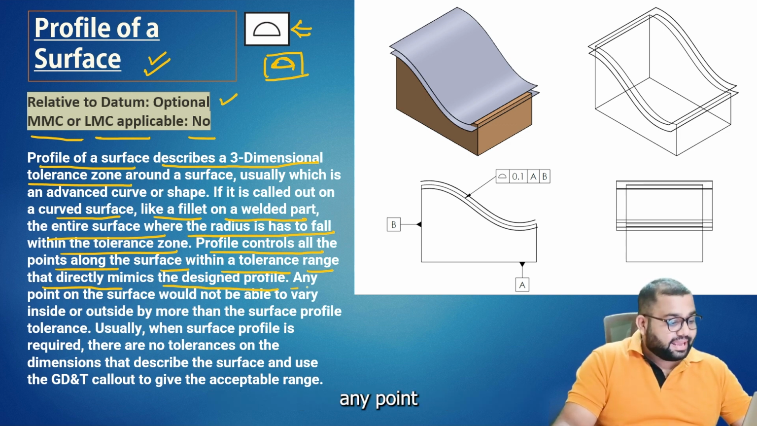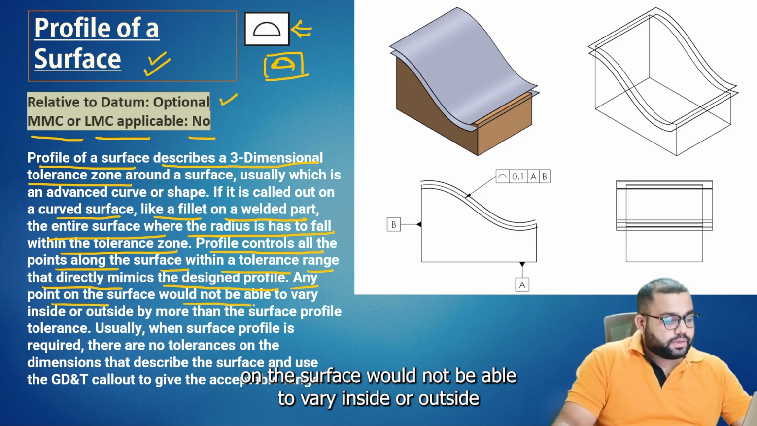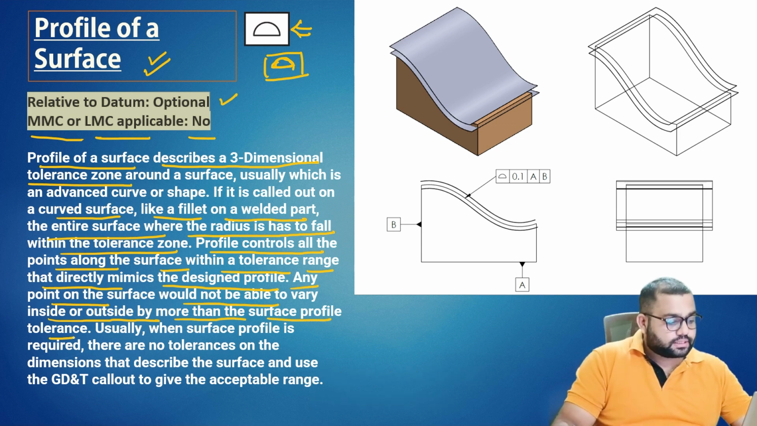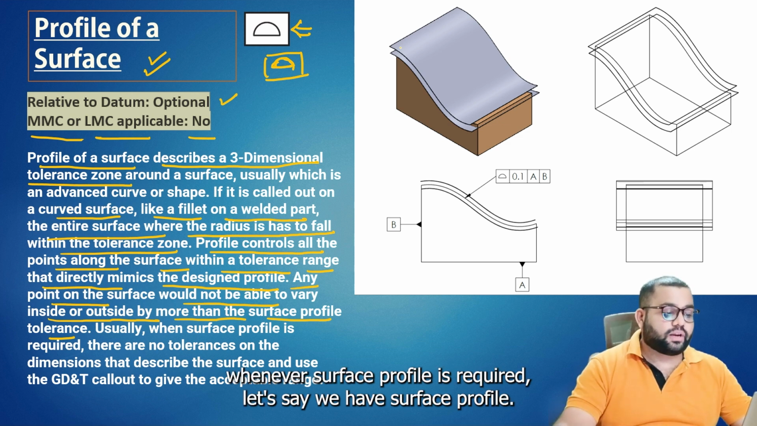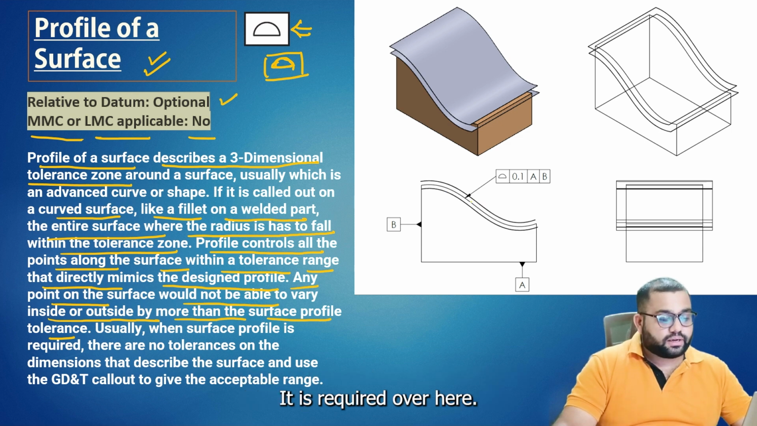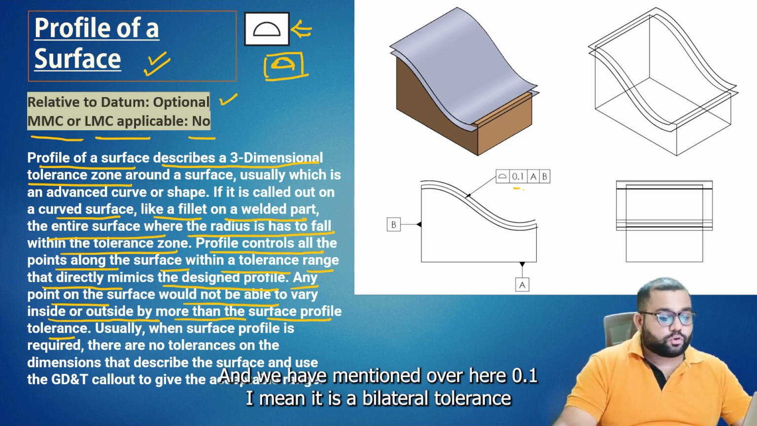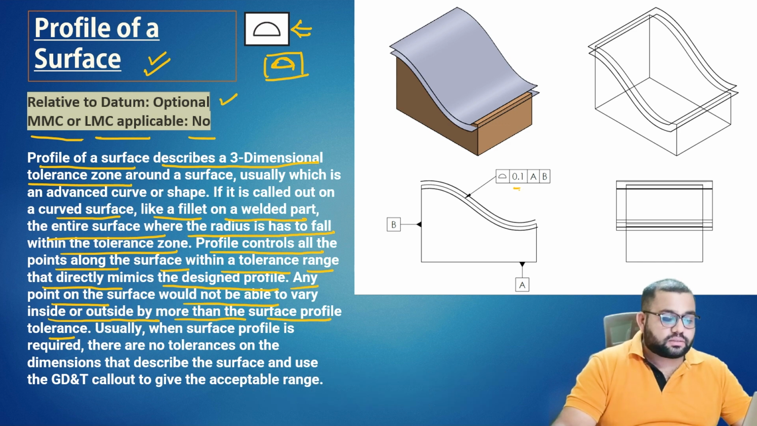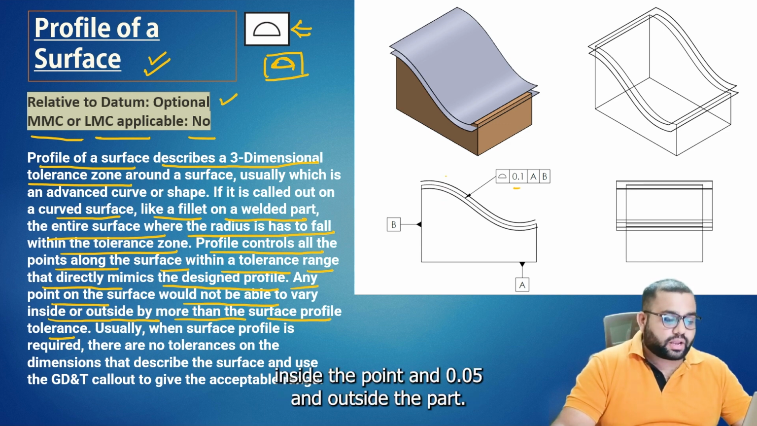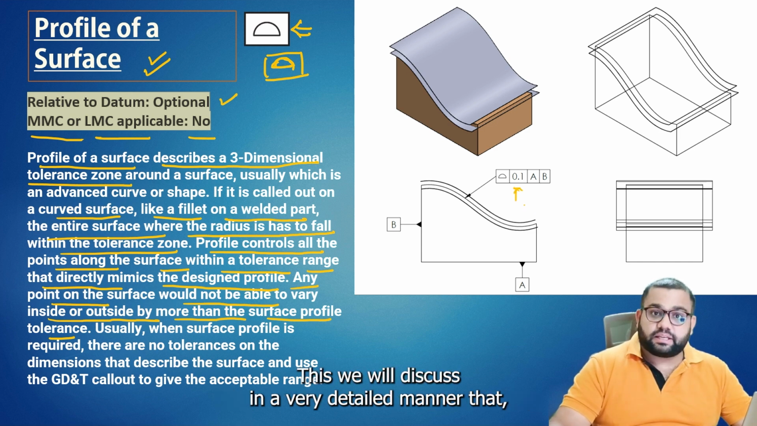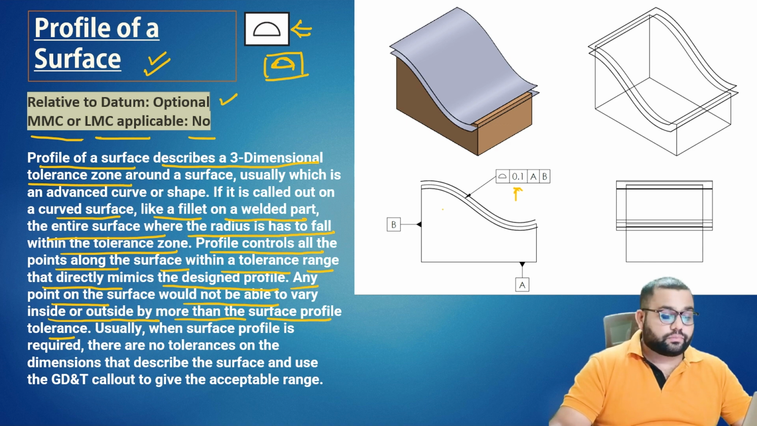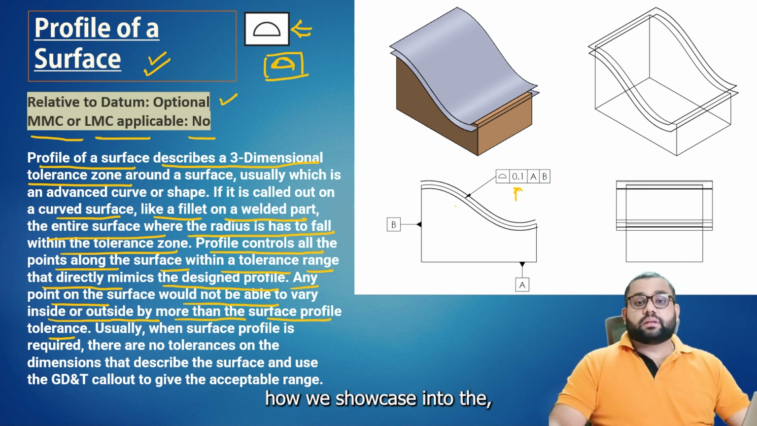Any point on the surface would not be able to vary inside or outside by more than the surface profile tolerance. Whenever surface profile is required, let's say we have mentioned 0.1 mm. It means a bilateral tolerance, which is 0.05 mm inside the part and 0.05 mm outside the part. This is also a very important thing. We will discuss in a very detailed manner how we show it in the feature control frame.